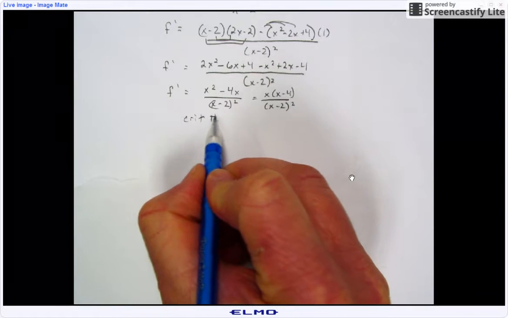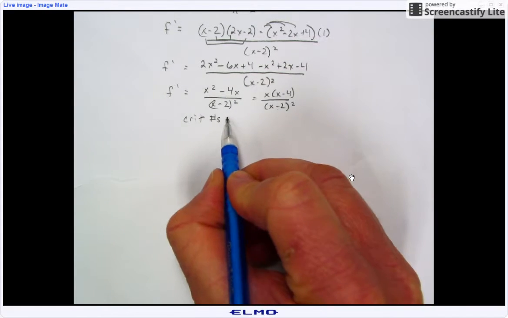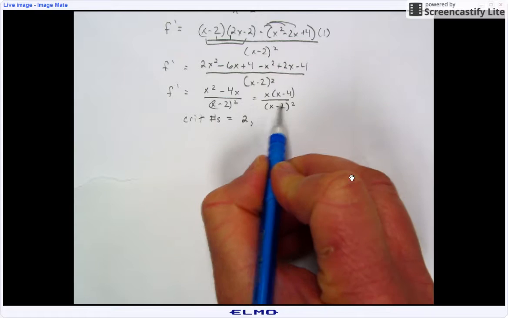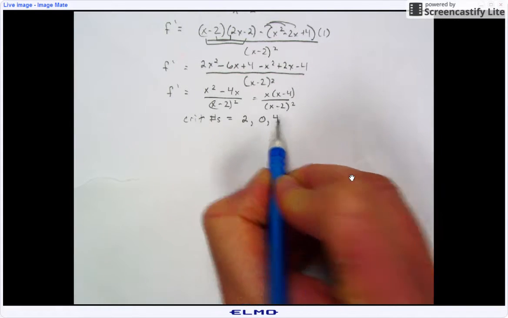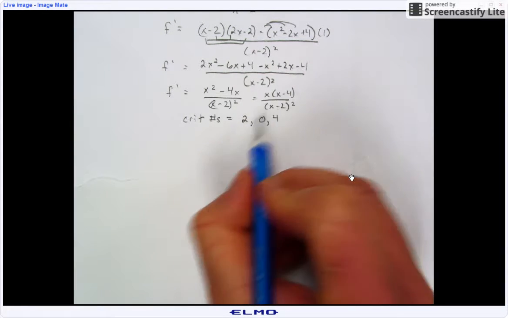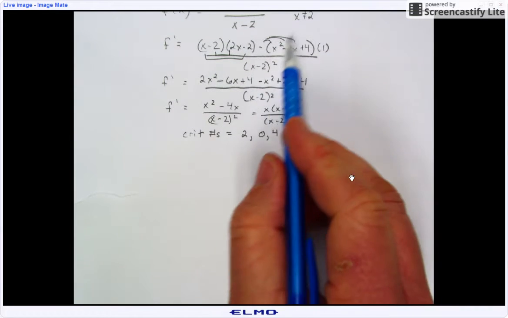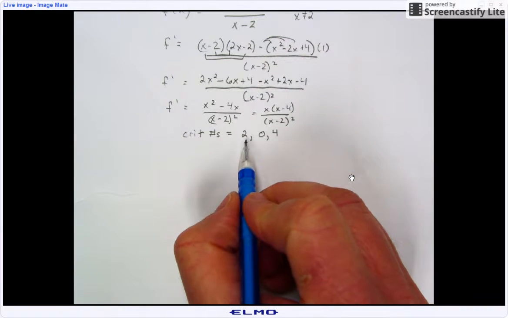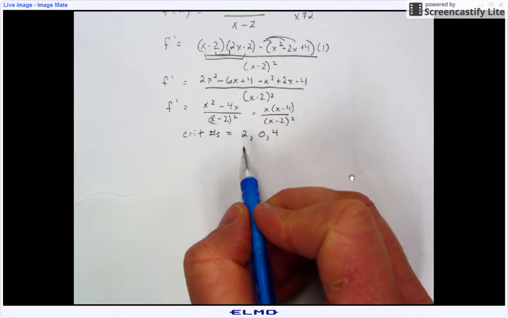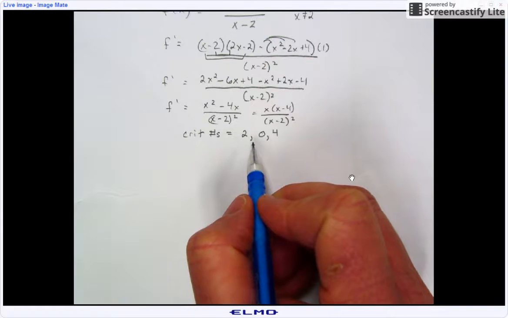So critical numbers would be where the denominator is 0 and where the numerator is 0. So we have 3 of them. If you notice, one of them isn't at our undefined point, which means there's an asymptote. So it's not going to be a critical number. It might be a place where something changes. It's not a critical number.